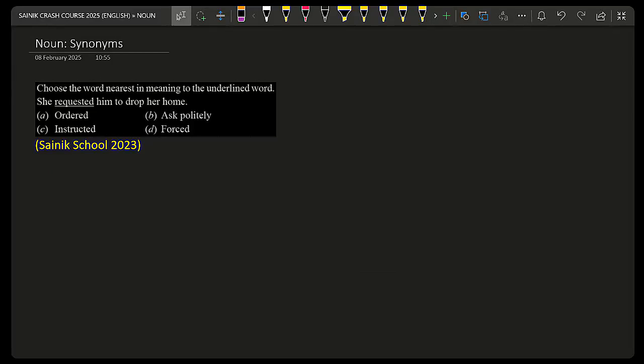Those who want to give the answer can raise your hand. Yes, Aditi, can you give the answer for this? Ask politely. Requested means asking politely. She requested him to drop her home. So we have to request somebody to help us. We should not order. Is ordered correct? No, sir. Order somebody to help us? No. We have to ask very politely.